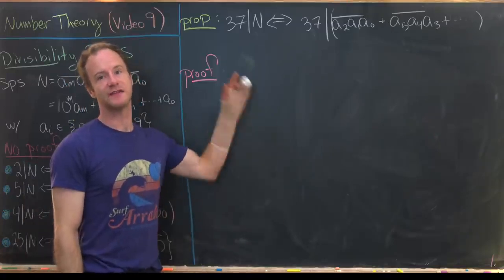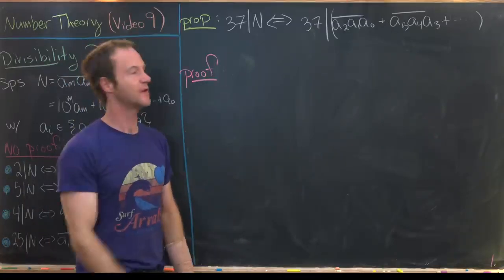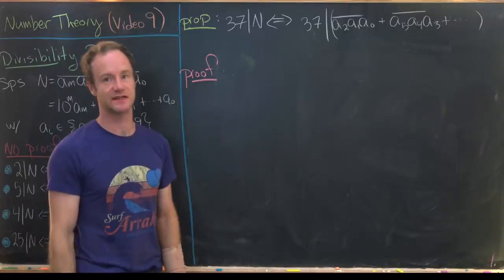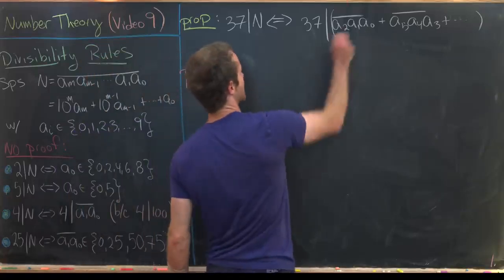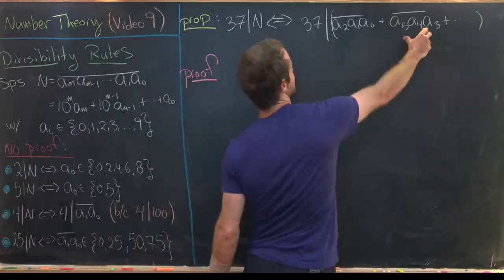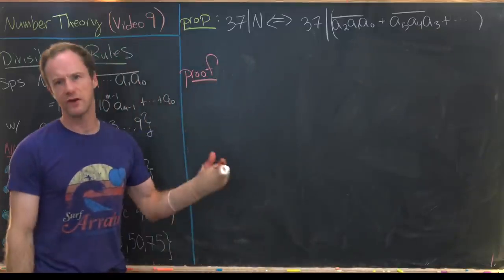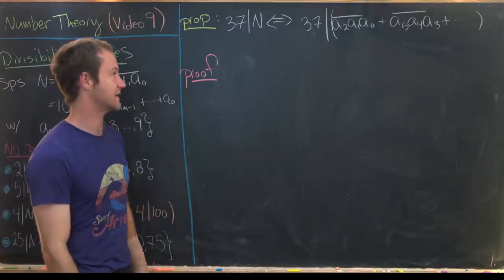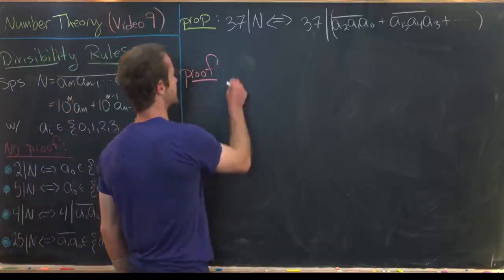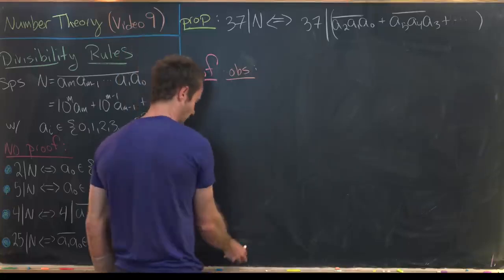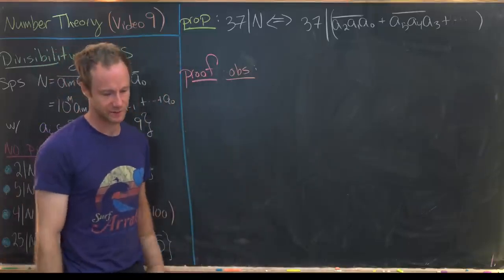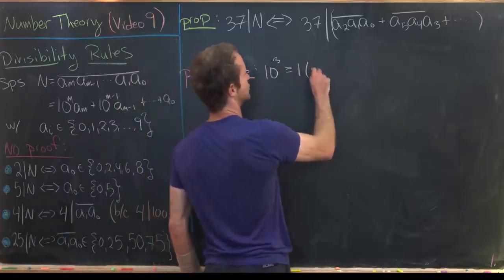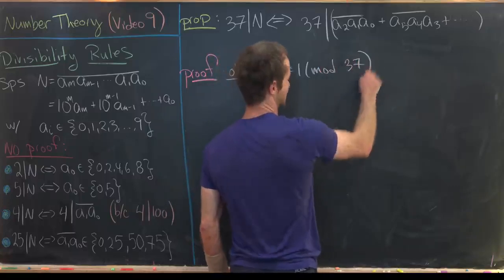So the next one we've got is that 37 divides n if and only if 37 divides this strange sum that we're taking 3 digits at a time. So we've got the 3-digit number a2, a1, a0, plus the 3-digit number a5, a4, a3, and then so on and so forth until we run out of digits. Okay, so let's see how this proof goes. Maybe it'll be useful to start off with the following observation, which again will help us with this proof. And that is that 10 cubed is congruent to 1 mod 37.